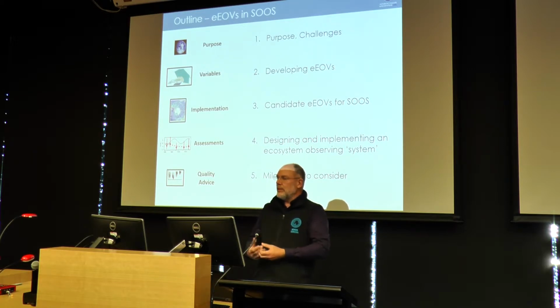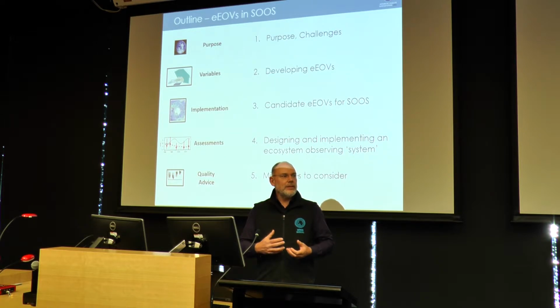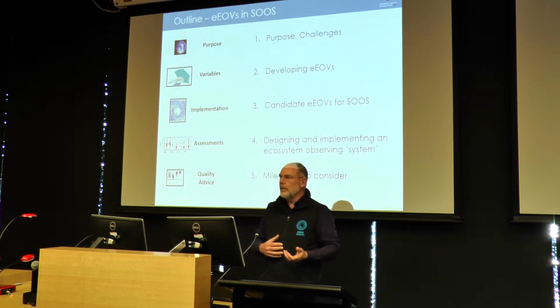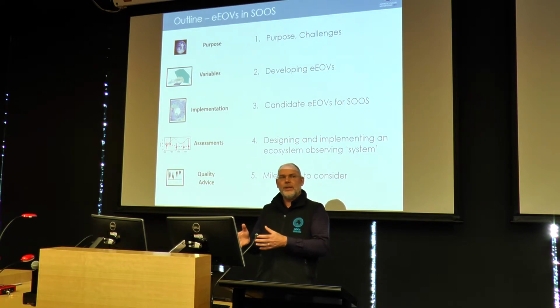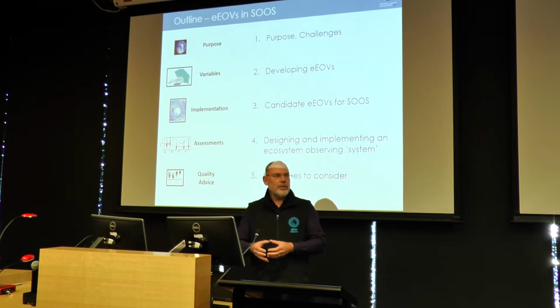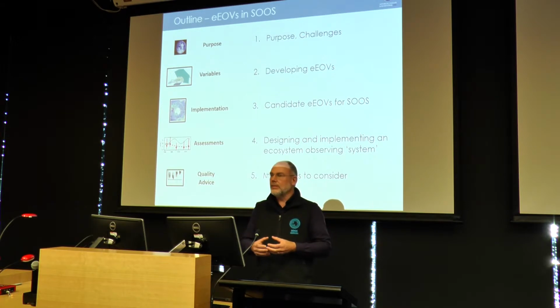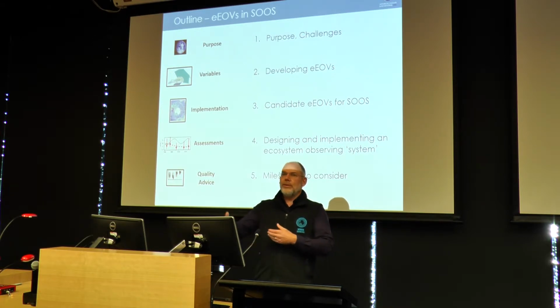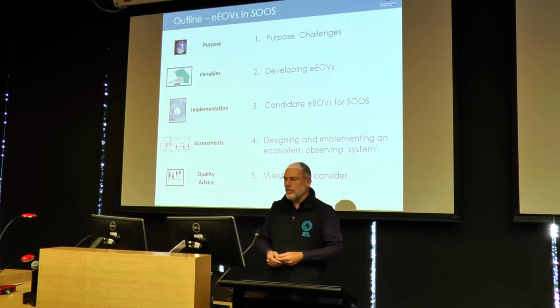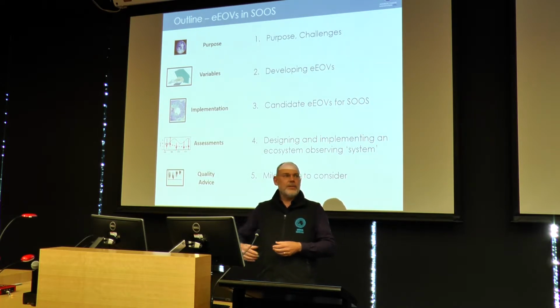So what I'd like to do is to cover the purpose and the challenges, to think about the things that we talked about at the Rutgers workshop. I want to talk particularly about a framework that we developed at the workshop that made sense to us, and how might we use that framework then to develop what would be the essential ecosystem variables. We also talked a little bit about implementation, and then that's something that needs further development.